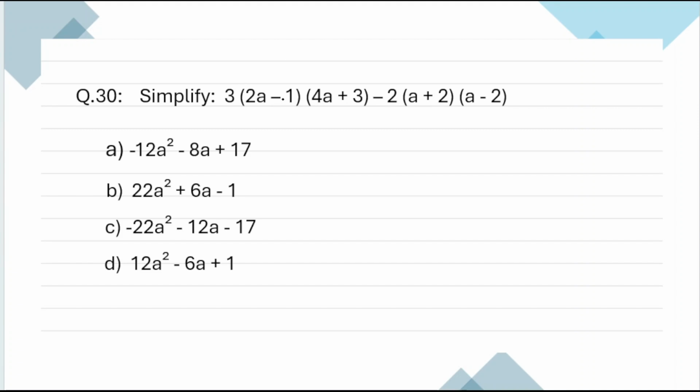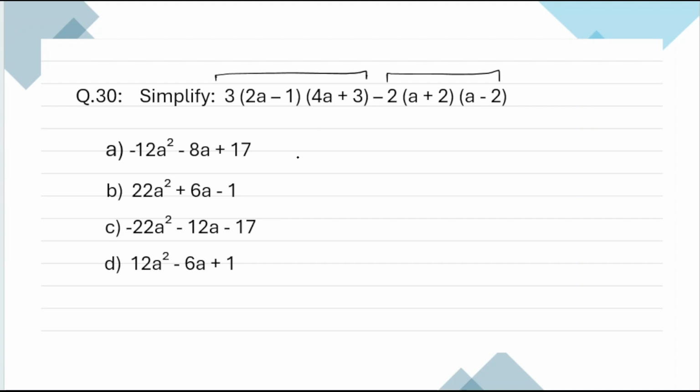Simplify 3 times (2a minus 1)(4a plus 3) minus 2 times (a plus 2)(a minus 2). So there are basically many operations involved in this question. If I look at this first term, what is happening? These two brackets are getting multiplied and then they are getting multiplied by 3, or you multiply 3 with any of this bracket and then you multiply the answer with the second bracket. And in the second one again, the two brackets multiplied with 2.